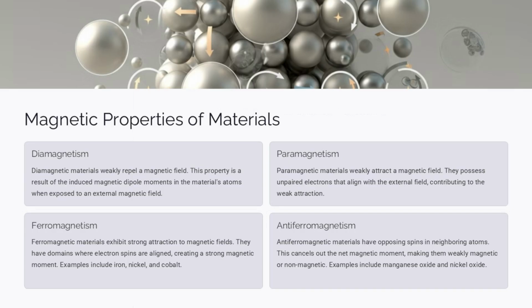Magnetic materials come in different types, each with unique properties. Diamagnetic materials weakly repel magnetic fields due to induced magnetic dipole moments in their atoms. Paramagnetic materials weakly attract magnetic fields because they have unpaired electrons that align with the external field. Ferromagnetic materials exhibit strong attraction to magnetic fields due to aligned electron spins creating a strong magnetic moment. Antiferromagnetic materials have opposing spins in neighboring atoms, canceling out the net magnetic moment, making them weakly or non-magnetic.